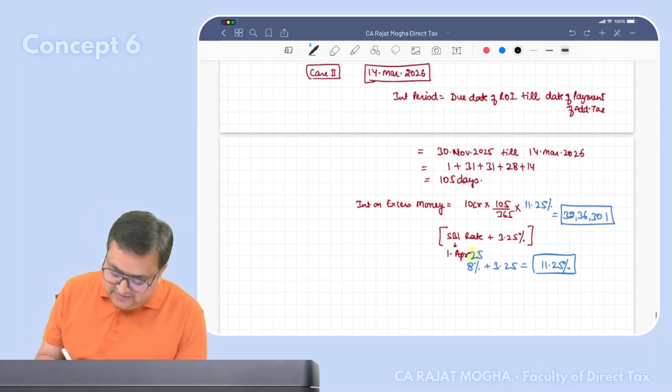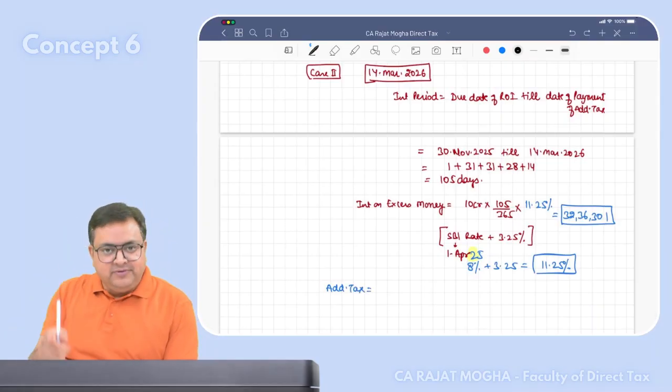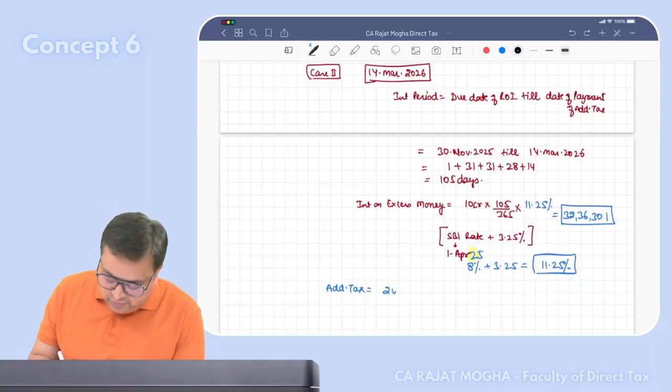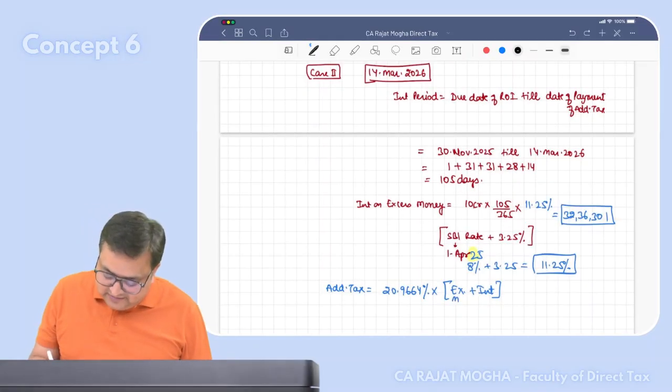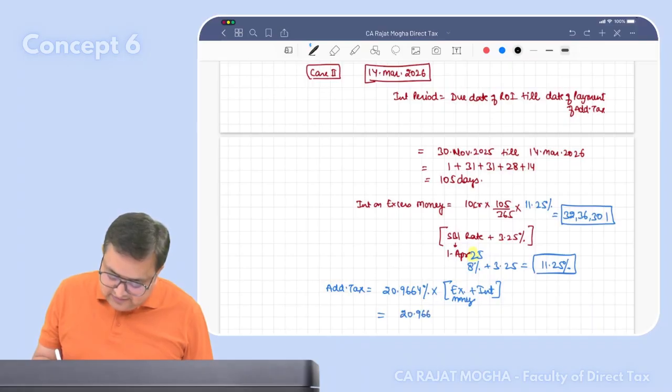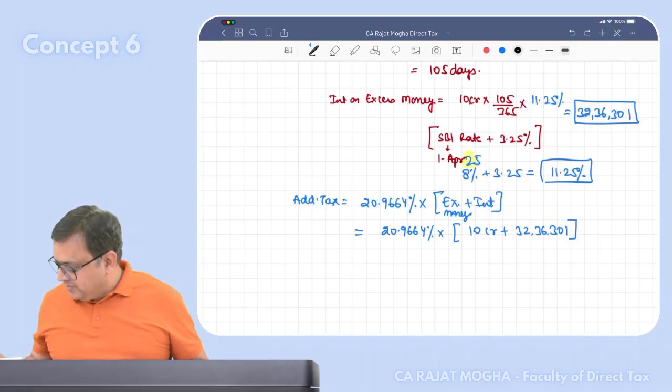Now please tell me, additional tax would be, now additional tax. What is additional tax? 18% plus 12% surcharge plus 4% cess, which was 20.9664% of what? Of excess money plus interest. Understanding it is very, very important. Excess money plus interest. So how much is the excess money? 10 crore. So 20.9664% of what? Of 10 crore plus 32 lakh 36,301 into 20.9664. Now I'm not doing it. Should I do? Okay, sir, please do it.